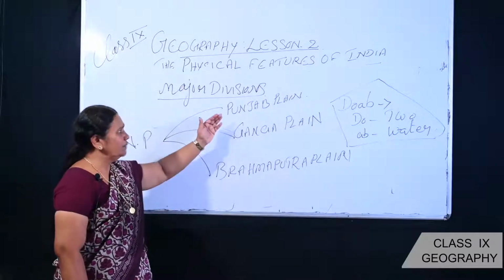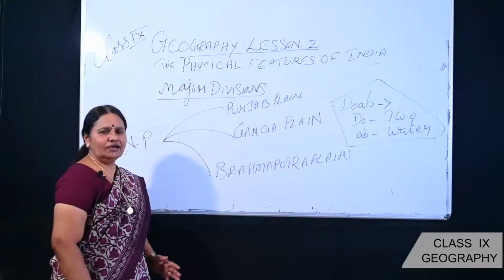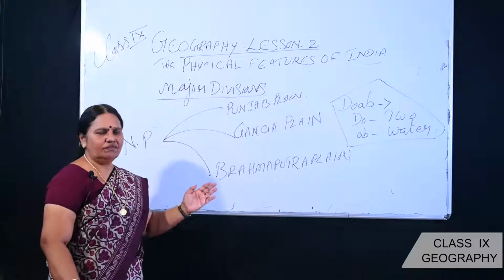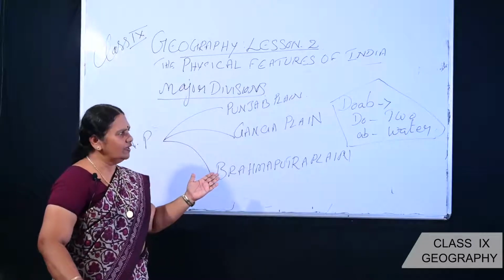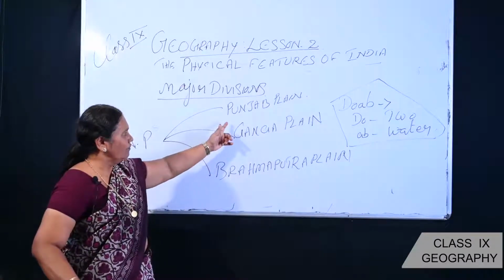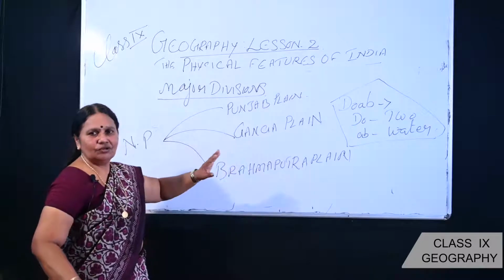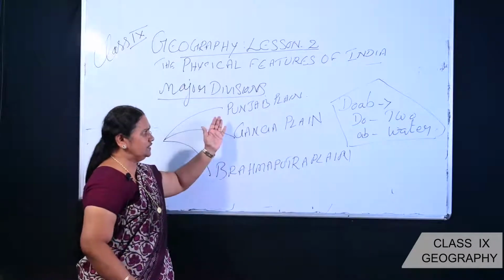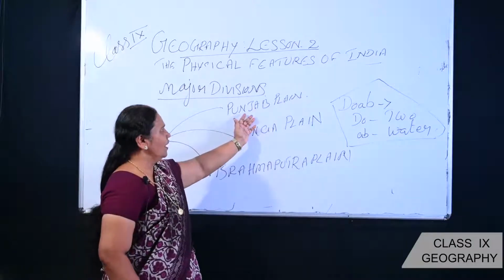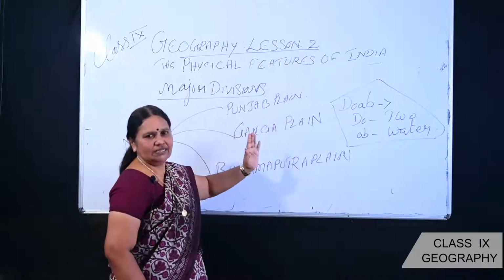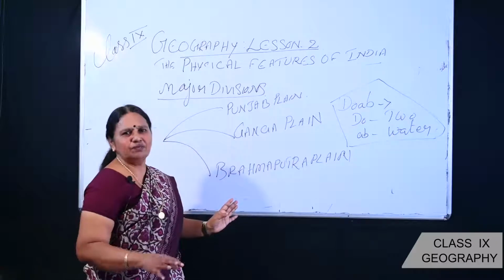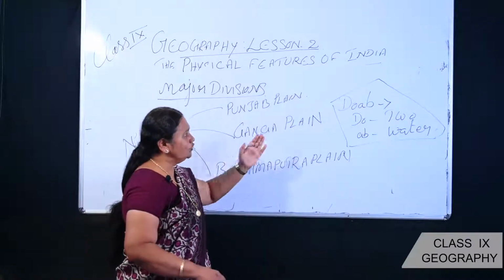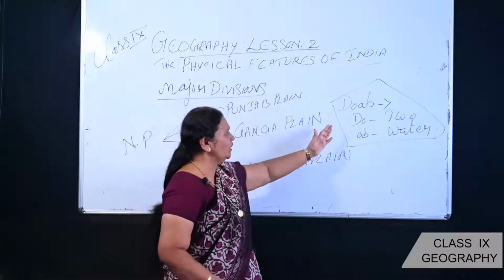So the northern plain is comprised of these three important plains. We know that the Punjab plain is watered by the river Indus and its tributaries: Jhelum, Chenab, Ravi, Beas and Sutlej. All these rivers water that area, that is why we are calling it Punjab. Panch means 5 and Ab means water. That area is watered by 5 rivers, that is why we call that area Punjab. And this area is noted for Doab.